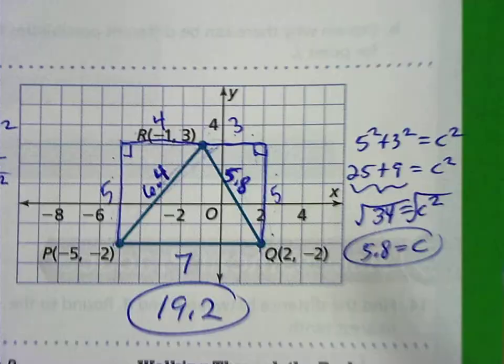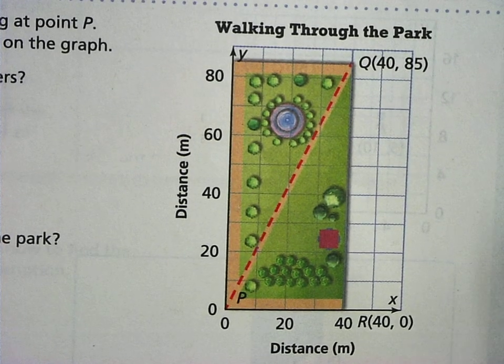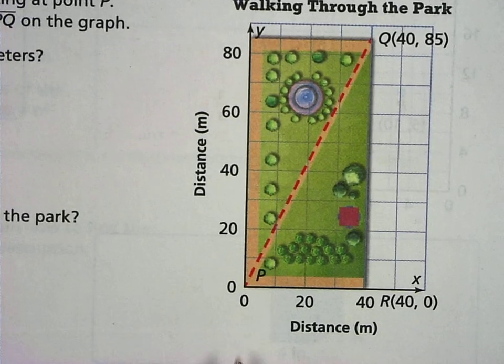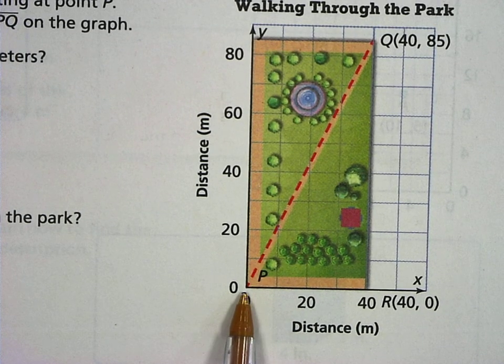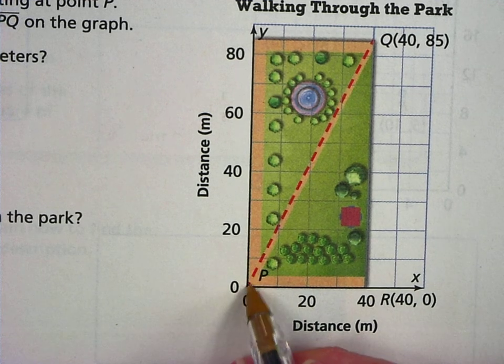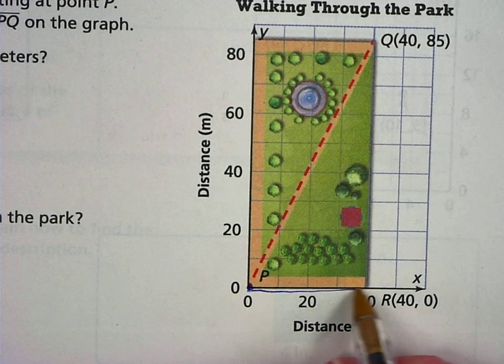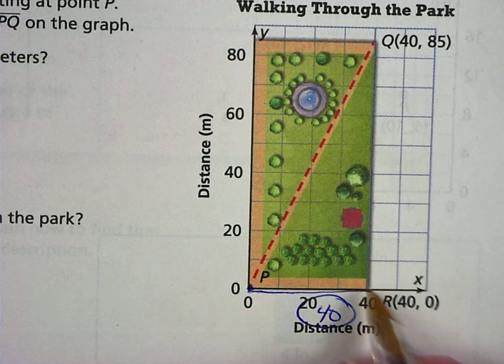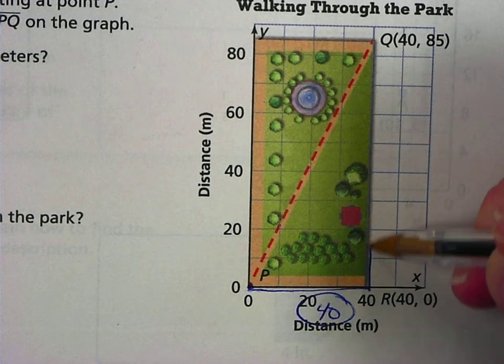Okay, so let's take a look at walking through the park. You'll see a problem like this. Okay, so now this says, what is the length of the shortcut in meters? So the directions say you start at point P and you walk along the outside of the park. So if you start at point P and you walk this way, from here to here is 40. It tells you right there. So you walked 40 meters this way, and then you're walking along the outside of the park.